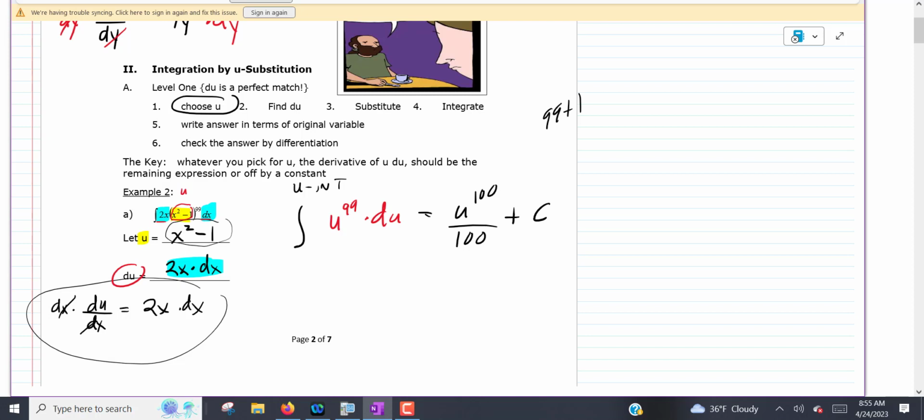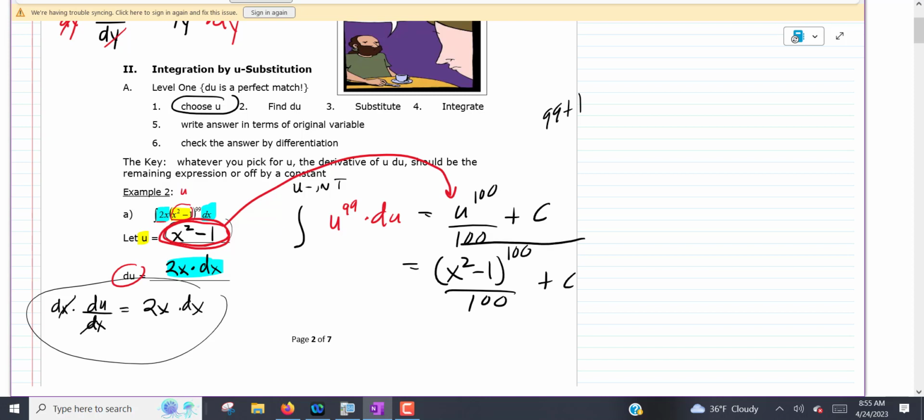It's kind of like when we learned the chain rule. I don't want u in the answer. I want the original variable. So what you do now is you take the u and you plug it back in. So what you'll end up getting is parentheses x squared minus 1 to the 100th power over 100 plus c. Okay, so that would be how you would get the antiderivative to that problem.